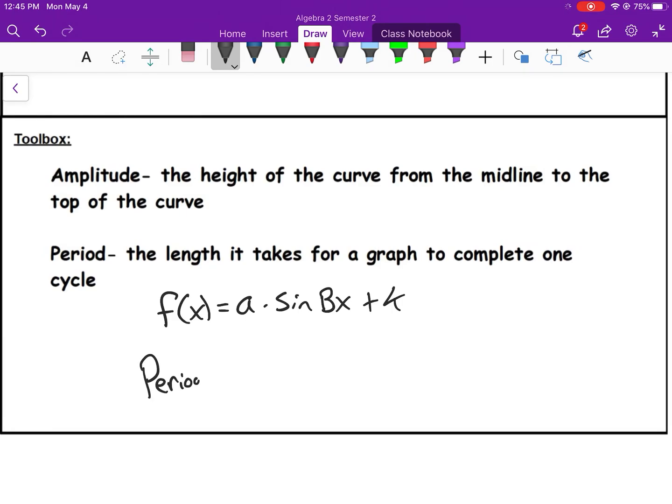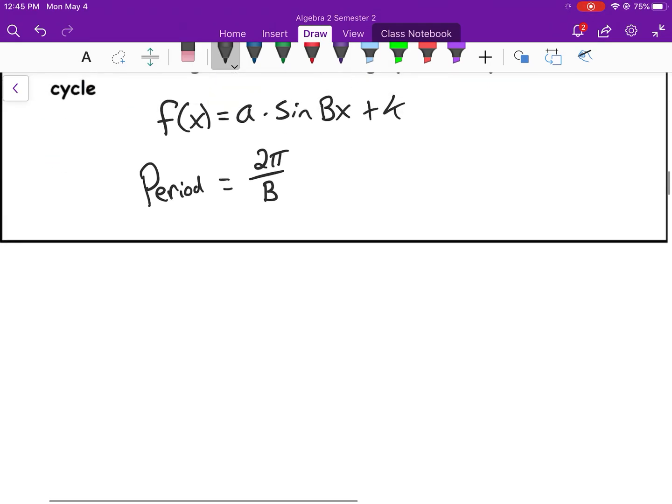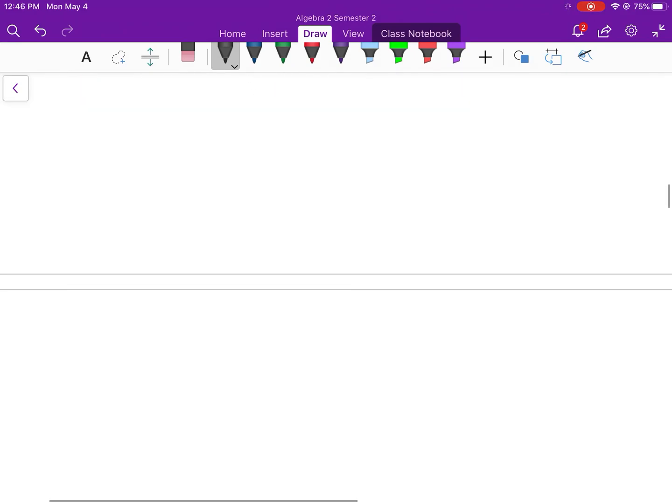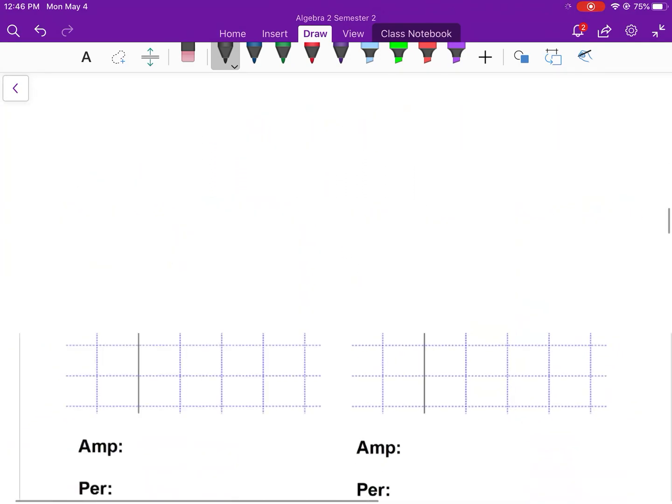Now, period, again, the length it takes for a graph to complete one cycle, is equal to 2 pi over b. If you think about it, 2 pi divided by b, which is the number of cycles, we're just splitting that 2 pi, let's say it was 4, splitting 2 pi into 4 chunks. That's going to tell us how long one cycle of our graph is.